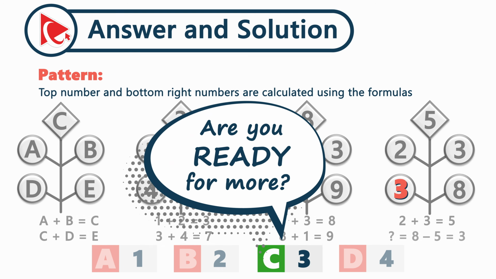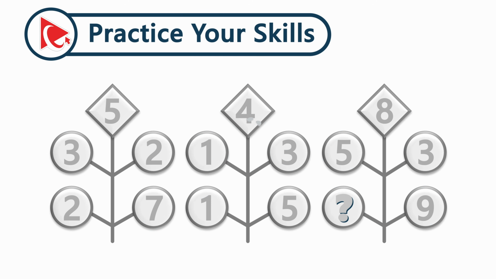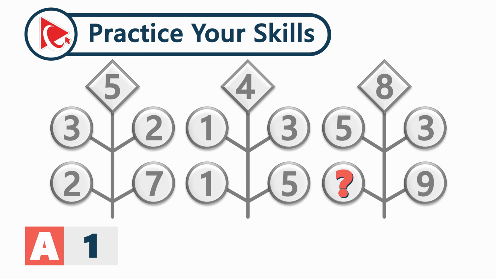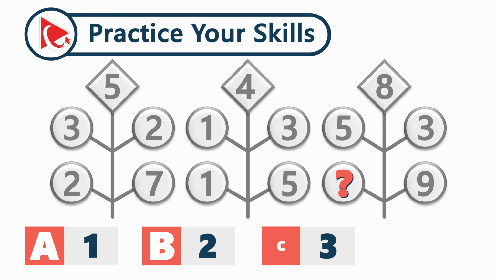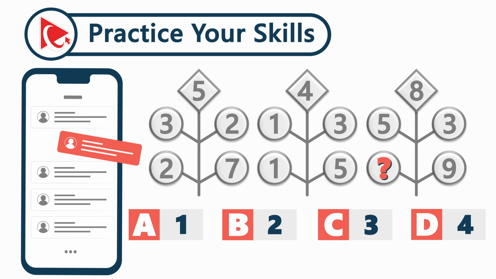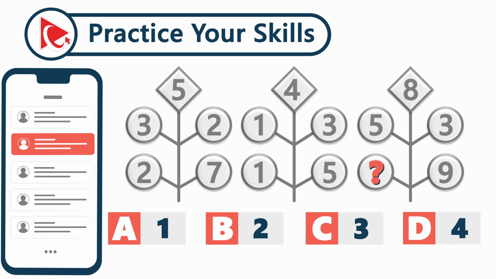Are you ready for more? Here's the question for you to practice. You're presented with amazingly cool looking tree-like shapes. The first shape has numbers 7, 2, 5, 3, and 2. The second shape has numbers 5, 3, 4, 1, and 1. And then the third shape has numbers 9, 3, 8, 5, and then comes the missing number, which you need to calculate and select out of 4 possible choices. Choice A, 1, choice B, 2, choice C, 3, and choice D, 4. After you've done calculating your answer, post it in comments and I'll provide you with my feedback. Best of luck with this exciting challenge.